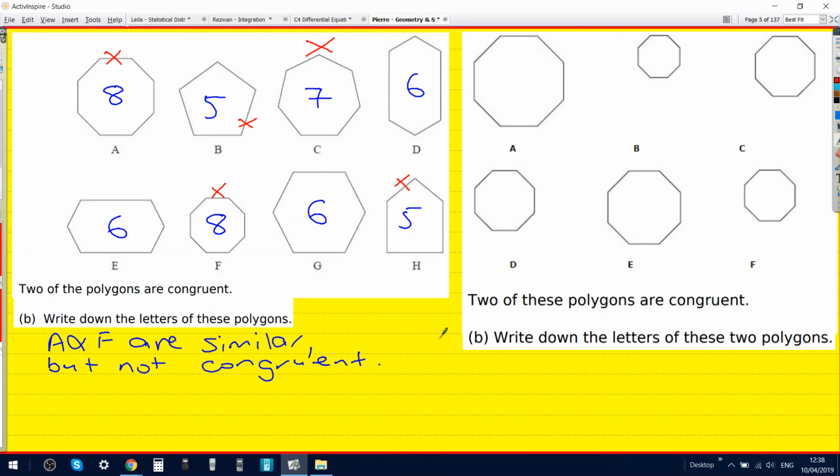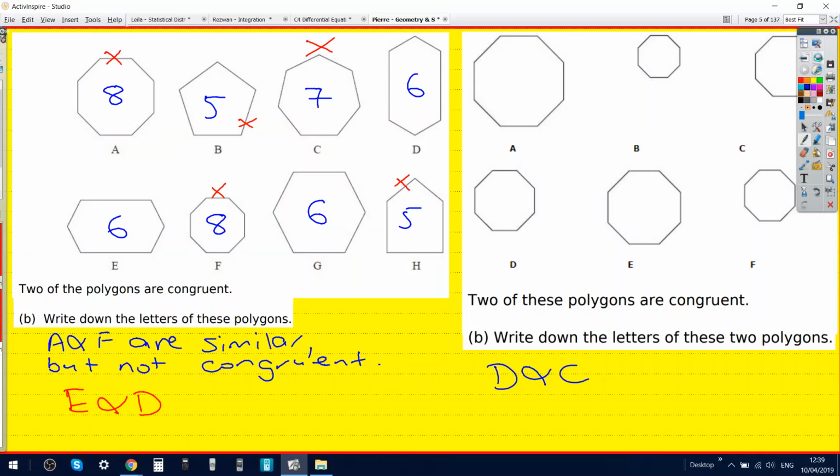Oh, God, it's E and D. Yeah, E and D. So they have been rotated. Okay, the one on the right. Would it be D and C? Well done.